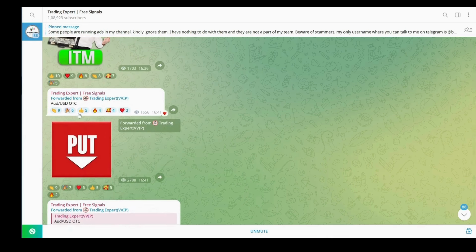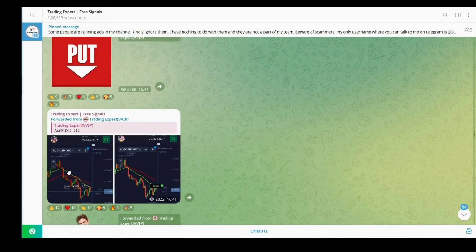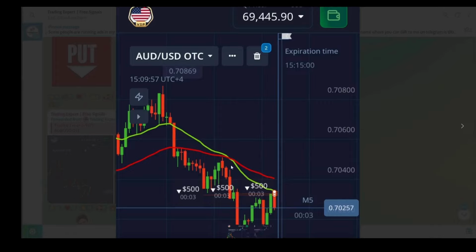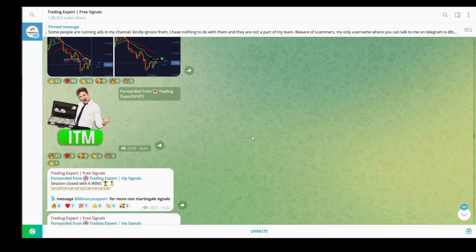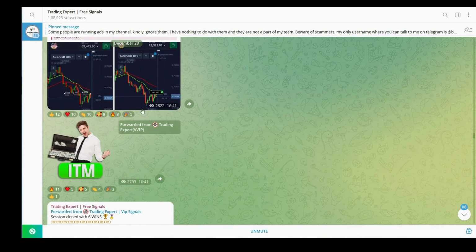Finally, we provided a signal on AUDUSD OTC for the downside move. You can see a clear downtrend with the moving average acting as resistance. That's why we provided a sell signal in the direction of the trend, and this trade also ended in a win. So, we closed this session with 6 wins, all of them non-martingale trades.